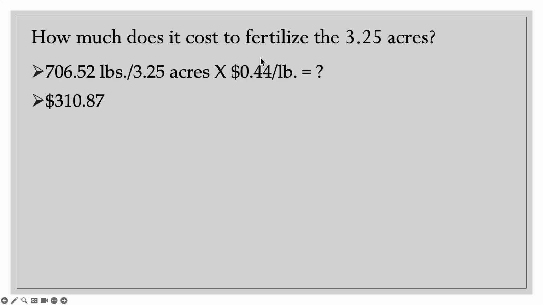So, in order to figure out how much it costs for this 3.25 acres, we know that we need 706.52 pounds of urea for 3.25 acres. And we know that it costs 44 cents a pound. So 706.52 times 0.44 gives us $310.87. That's what it will cost us to fertilize this field.